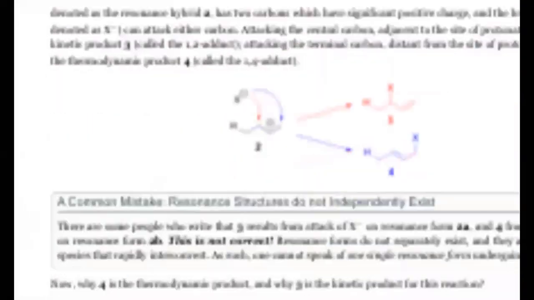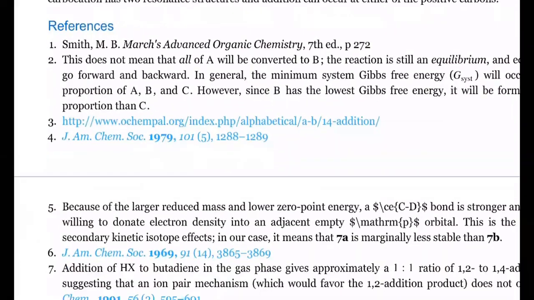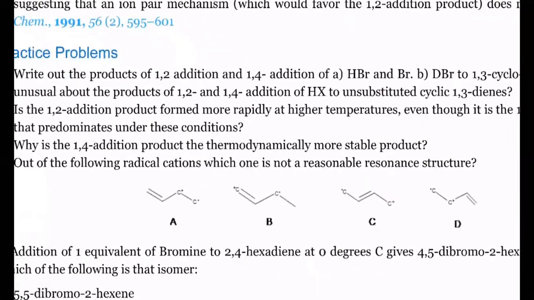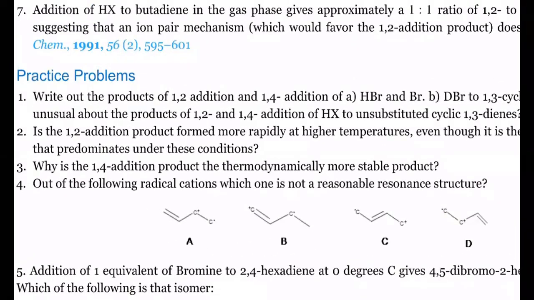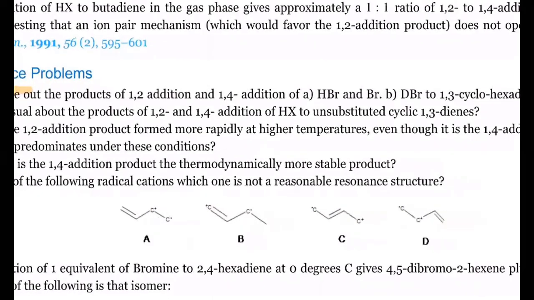All right. So we can do, actually, we did some of these last night. Let me find the one we did last night. Yeah, here we go. I want to do this one especially, number one. It says write out the products of 1,2 and 1,4 addition of HBr and Br2. We're going to skip the DBr because that's just deuterium, and there's nothing different happening there.